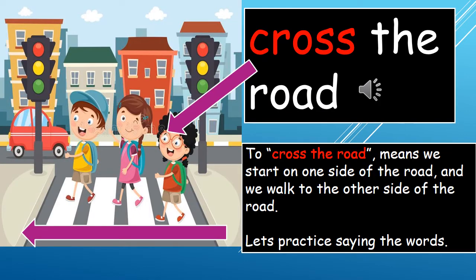The next word I want to look at is cross. Normally we'll see it together with other words, so today we'll see it in our sentences. Cross the road. To cross the road means we start on one side of the road and we walk across it to the other side of the road. All right, nice and easy to understand. Let's practice saying the words in the sentence.